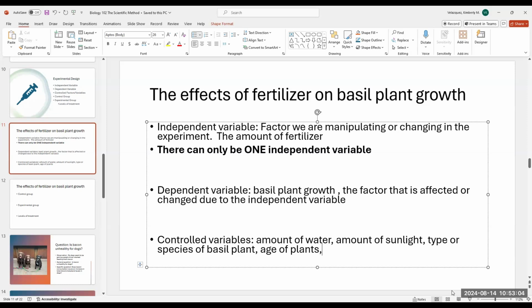We'd want the general location of those plants to be the same. The temperature. These are all things that you want to control or keep the same for every single plant in this experiment, so that when we see that growth rate, we can know that the only thing that differed was the amount of fertilizer. And we can therefore make conclusions on how the fertilizer affected the plant growth. So these are sometimes harder to identify in an experiment, but these are really important things to keep in mind this semester. And you will have to identify the controlled variables for most of our experiments.